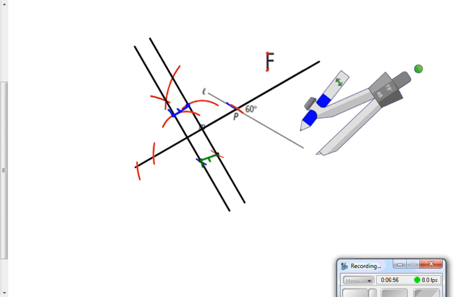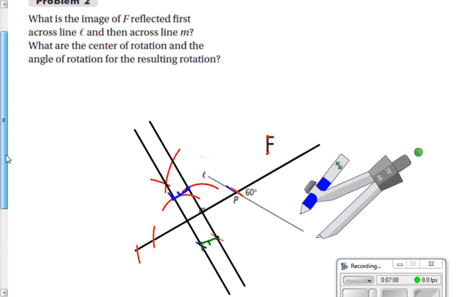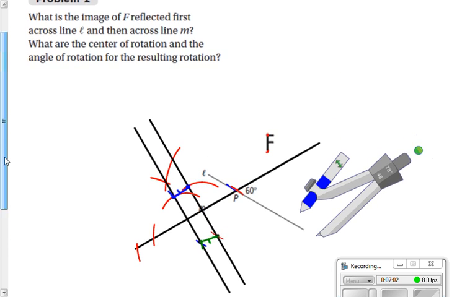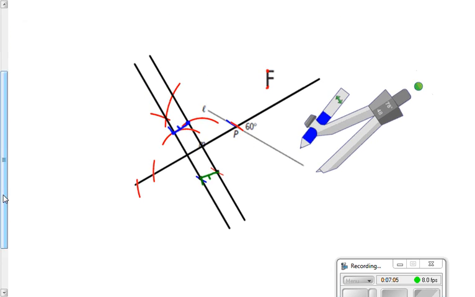We want to know what the angle of rotation is, because a double reflection like this is actually a rotation, and what the center of rotation is. Well, the center of rotation is just P right there. So what I'm going to do is draw a line from the image point to the original point, and then just measure that angle.